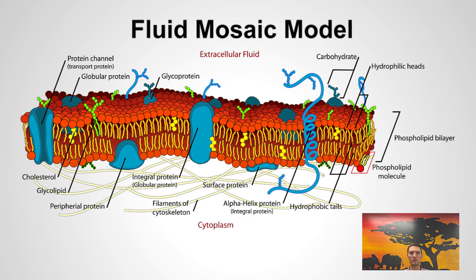Those phospholipids can move freely. They have weak attractions, but combined together, they create a strong membrane that's able to bend and flex, representing the fluid mosaic model.